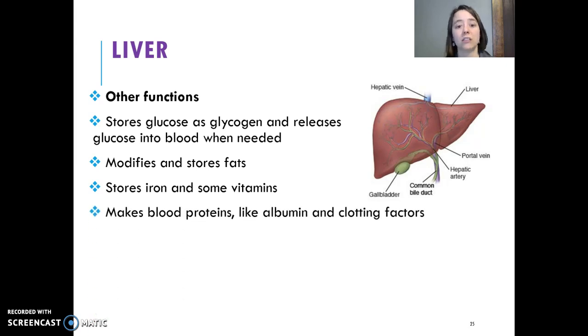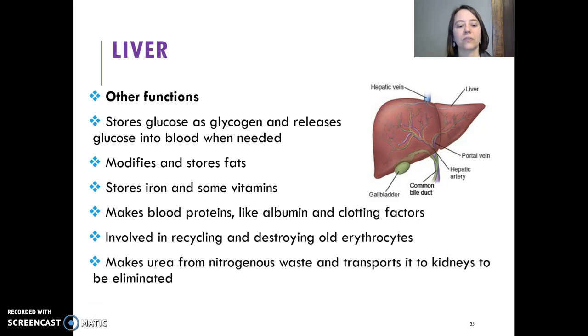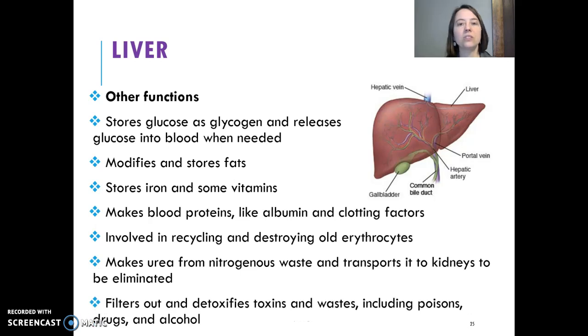It produces proteins, like albumin, which is an important protein in your blood, and clotting factors, which are important in your blood. It is involved in recycling and destroying old erythrocytes. And it makes urea from nitrogenous waste and transports it to the kidneys to be eliminated, which is good because nitrogenous waste would be bad for our body. And it also, in addition to all that, filters out and detoxifies toxins and wastes, including poisons, drugs, and alcohol.